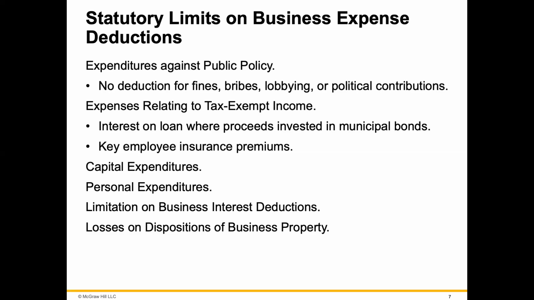Key employee insurance premiums. Premiums paid on life insurance policies for key employees are not deductible if the business is the beneficiary. There are companies that, especially for CEOs, like large companies, will set up life insurance policies for CEOs, members of their executive staff, where the company is the beneficiary, because the company has to find someone to replace that person if that person dies. This doesn't mean that they also don't have life insurance policies that would go towards the family, but they can't deduct this on their taxes if the company is the beneficiary.